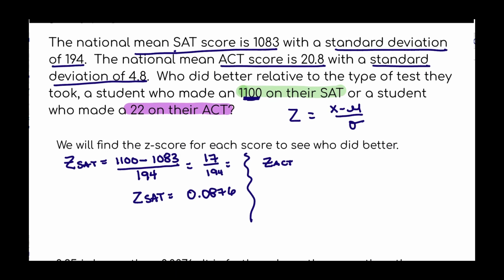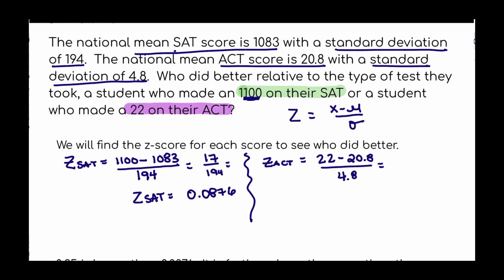Let's go to the ACT. The ACT score we're changing is 22. So that's our X minus the SAT mean. The SAT, I'm sorry, I'm saying SAT and I should be saying ACT. See, I told you I was getting confused there. So for the z-score for the ACT, we're changing the ACT score of 22 to a z-score. So 22 is our X minus the mean of the ACT, 20.8, and we're then dividing that by the standard deviation for the ACT, which is 4.8.